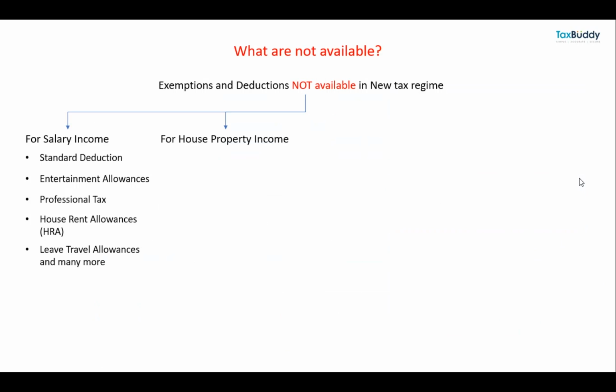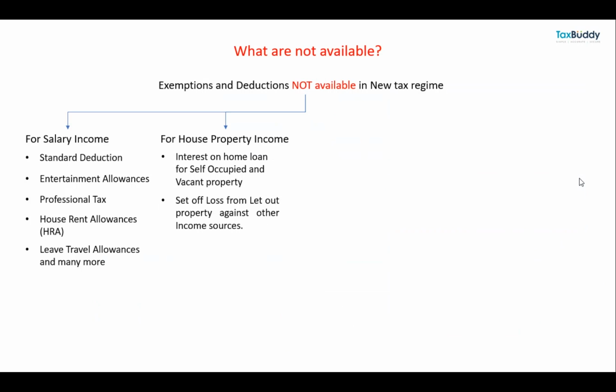For the second category, for the person having income from house property: interest on home loan for self-occupied and vacant property. If at all I'm paying EMIs for these properties, then the interest amount is not allowed to claim as an exemption. Wherein, if interest and EMIs are paid for the let out property or a rented property, the interest amount is eligible to claim. But set off of such losses against the other sources of income is not possible. I would like to discuss a few of the questions in the next slide. So we'll discuss them later.